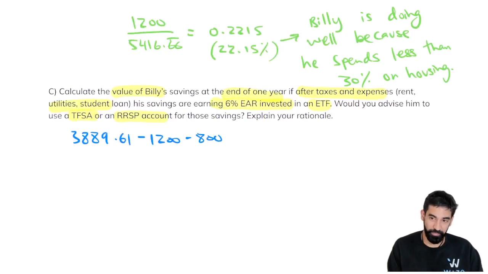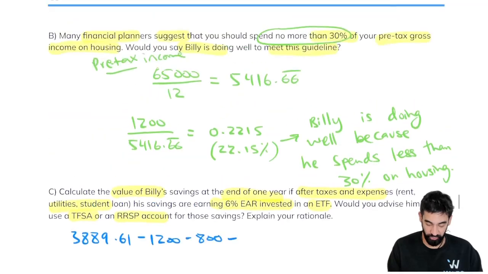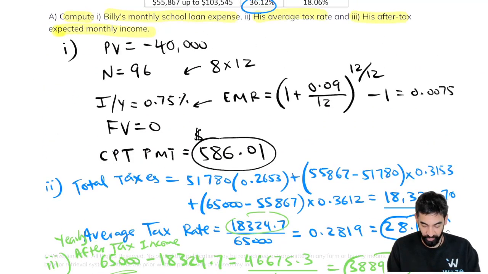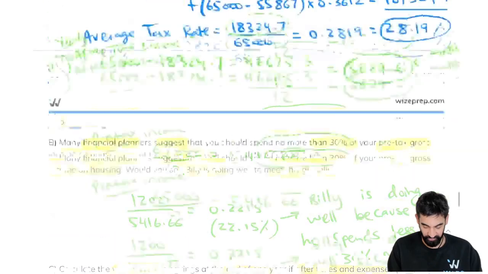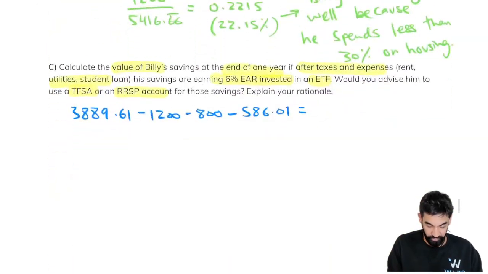And is that all? Or is there something I'm missing here? There's one more thing we have to minus out. What else does he have to pay every month? Don't forget, he has a student loan. What was his monthly payment on his student loan? We found that in part A. In part 1, the payment on his loan was this number, 586.01. So I have to minus that out as well. And now this covers all of his payments. So now we can calculate what is his savings per month.